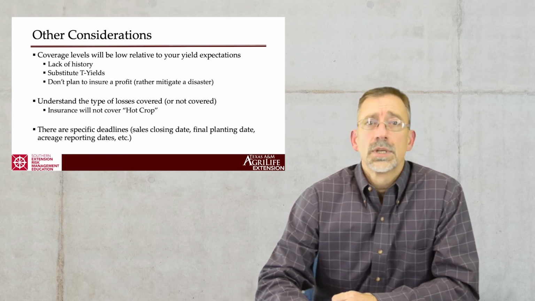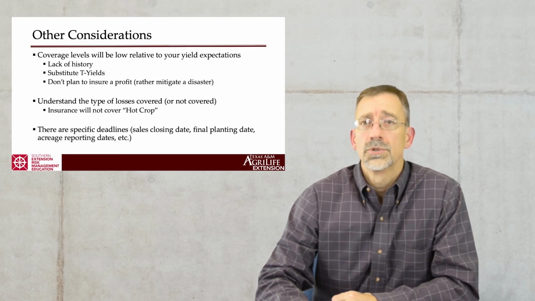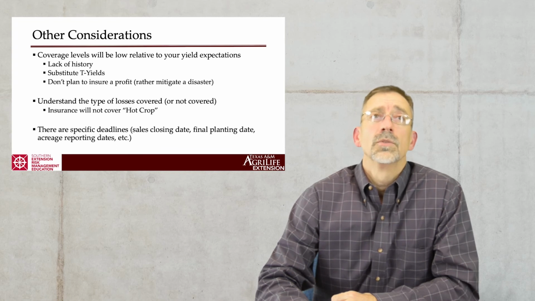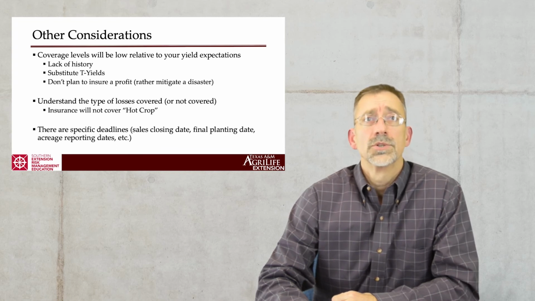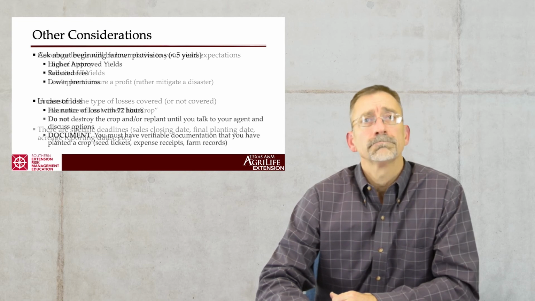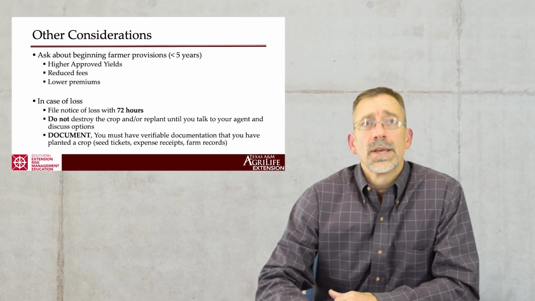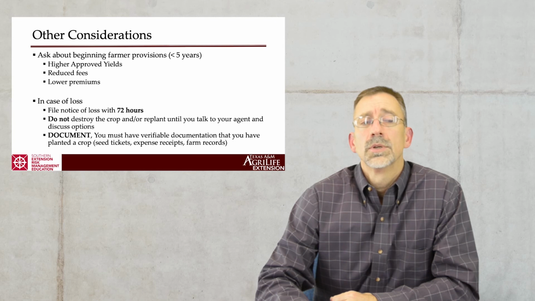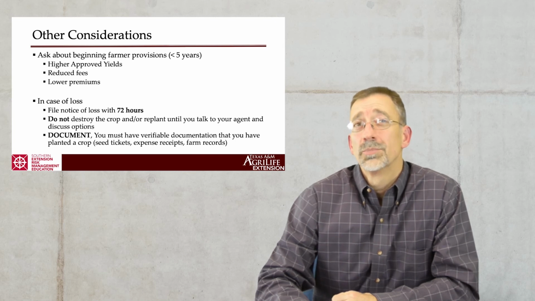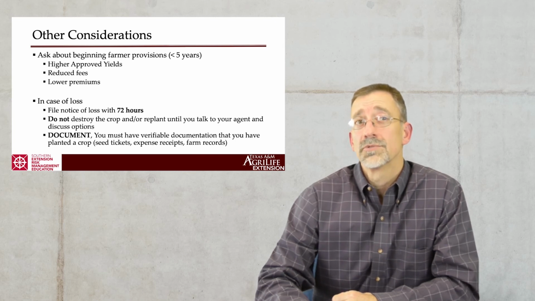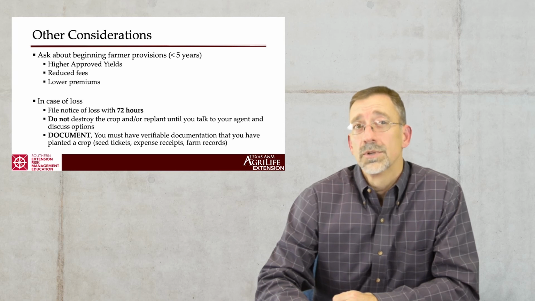Know the specific deadlines associated with multi-peril crop insurance, sales closing dates, and dates by which you need to plant the crop. So you want to check with your crop insurance agent about what those dates are. Again, as before, you want to ask about beginning farmer provisions. Those might afford you an opportunity to bump up your approved yields and get higher levels of coverage, or save you some fees or lower your premiums.